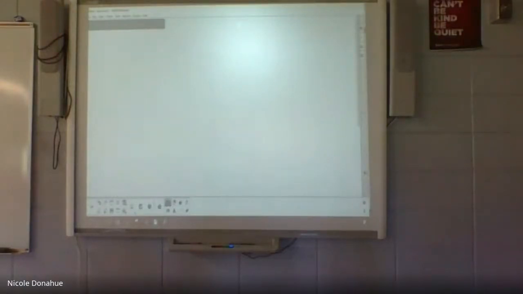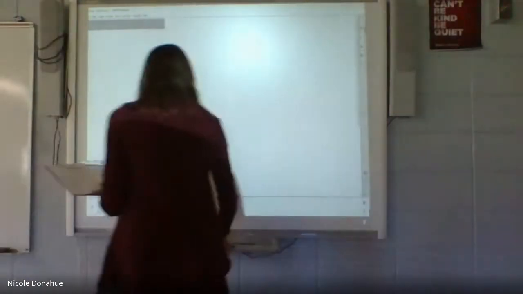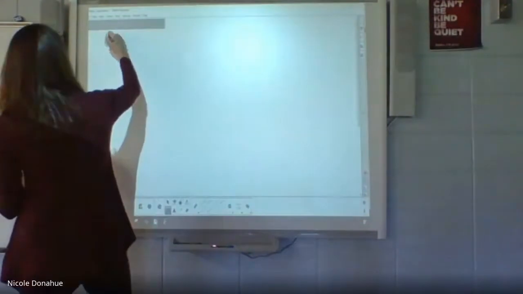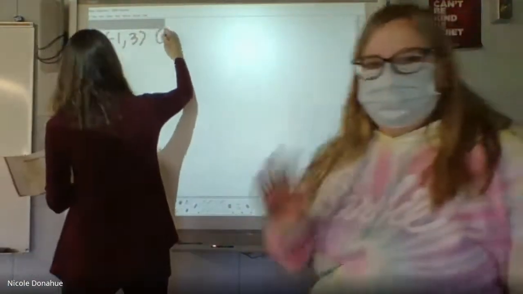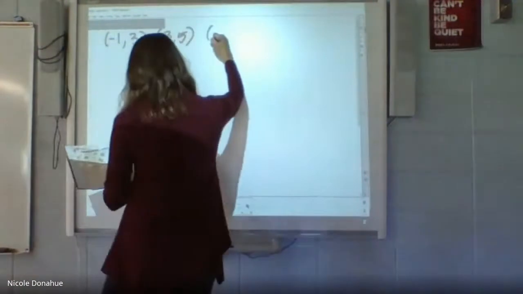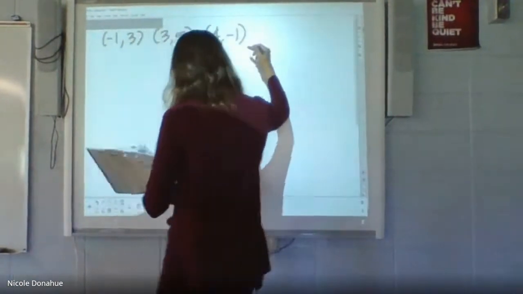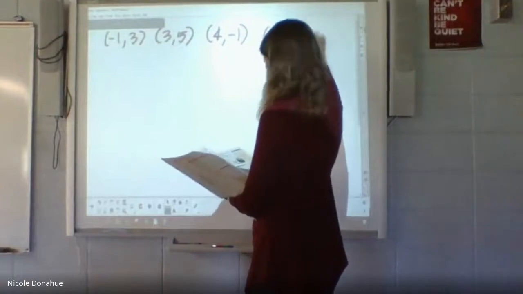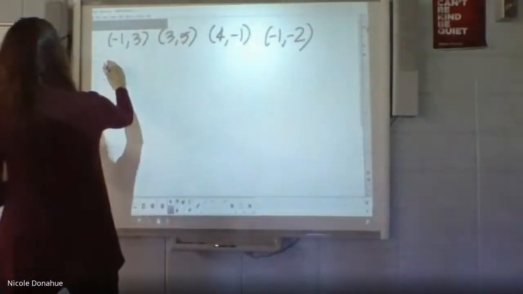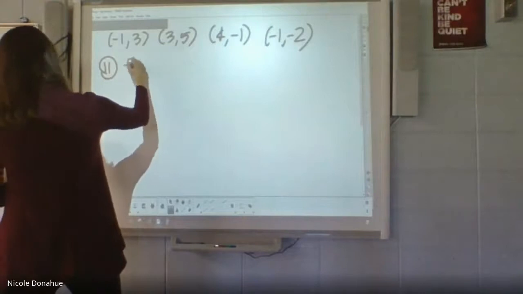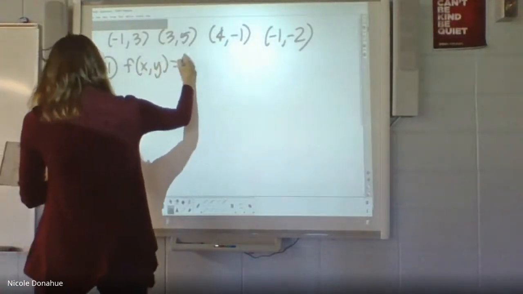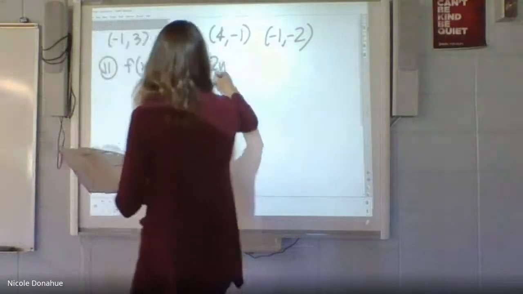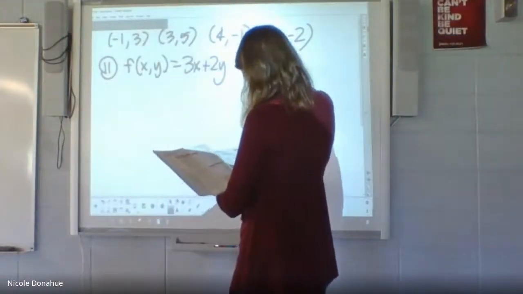And you will have some problems like these in our homework again tonight, just to practice them a little bit more so you guys can get comfortable with it. So for 11, well, for both of these, 11 and 13, they give you the same points. And then for 11, they want you to find the max and min if this is our function. And then 13, this is the function.